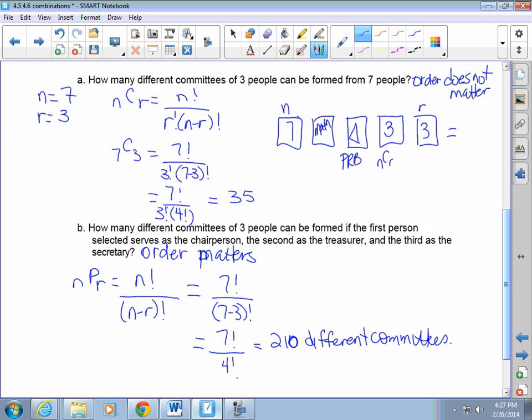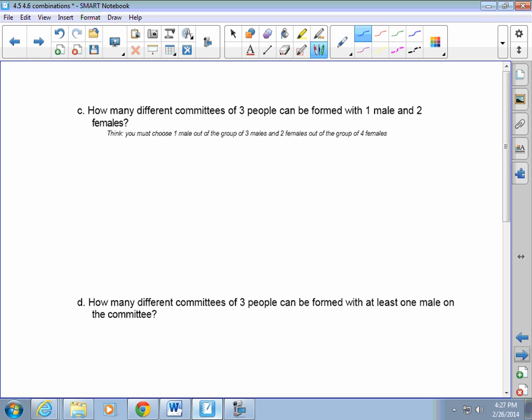Okay? So C, then, is how many different committees of 3 people can be formed with 1 male and 2 females. So it says, you must choose 1 male out of a group of 3 and 2 females out of a group of 4. So again, it doesn't say you have to pick the boys first, then the girls, or girls, then boys. They just want to make sure when you're done you have 1 male and 2 females in that group of 3. So order doesn't matter. So that means we're going to do a combination.